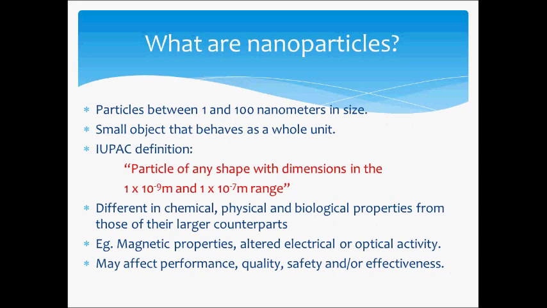IUPAC defines nanoparticles as particles of any shape with dimensions in the 1 × 10⁻⁹ meter and 1 × 10⁻⁷ meter range. Nanoparticles differ in chemical, physical, and biological properties from those of their larger counterparts. For example, their magnetic properties alter electrical or optical activity. This may affect the performance, quality, safety, or effectiveness of the nanoparticles contained in the cosmetic products.